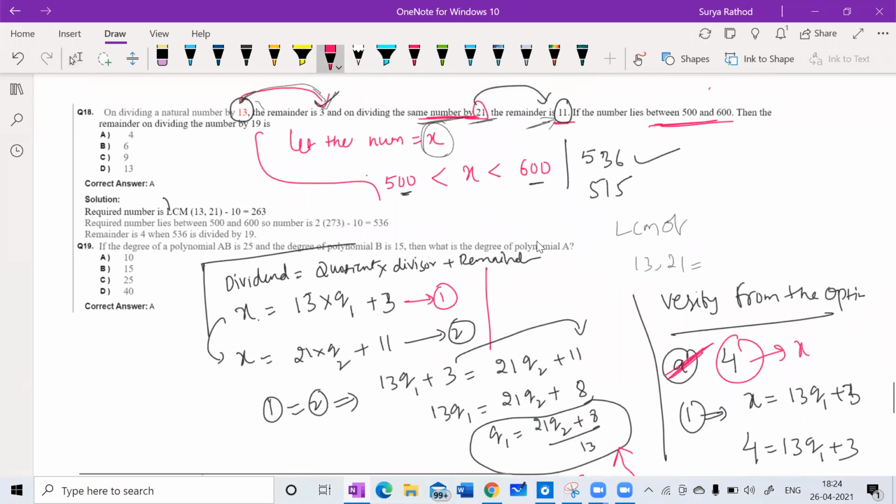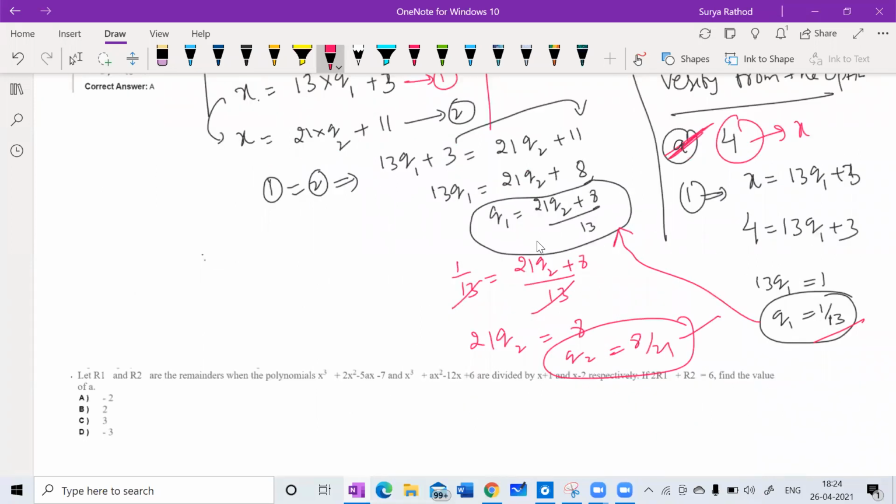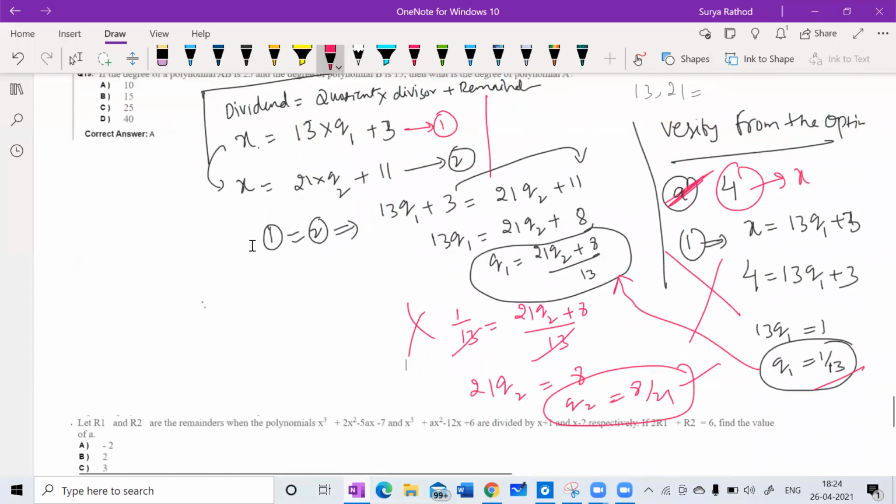See, that number lies between 500 and 600. So we'll be having so many numbers. We cannot go this way. For finding that particular number, we can go by this method, but for finding multiple numbers, we can go for another method. What is that method? How can we do? One second.